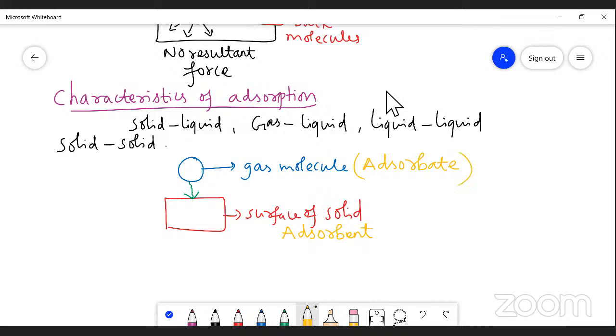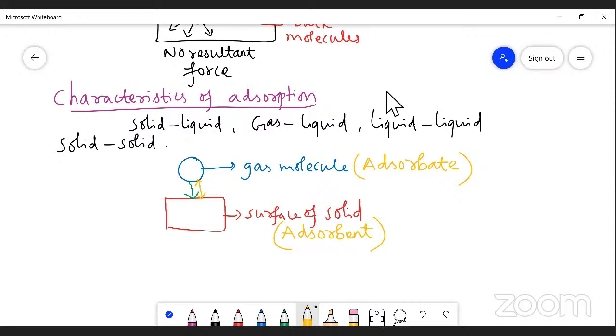Now the adsorbate molecule is going to be adsorbed on the surface of the adsorbent. Okay, this is what we have. The gas molecule, the adsorbate molecule, is going to be adsorbed on the surface of the adsorbent. During this process, imagine that there is always a bond formed between these two.